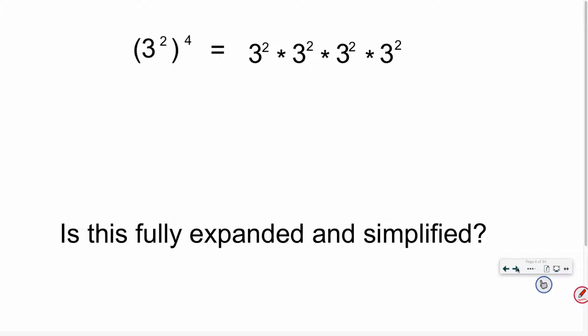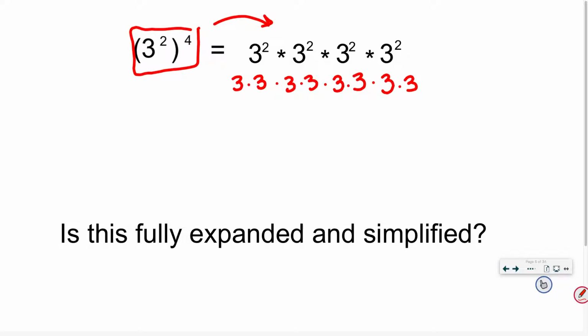Is that fully expanded? No. What else could I do? Could I rewrite or break any of those numbers out further? Yes. Which numbers? 3 squared can become 3 times 3. 3 squared is actually 3 times 3, times 3 times 3, so this also is 3 times 3 times 3 times 3 times 3 times 3 times 3 times 3.